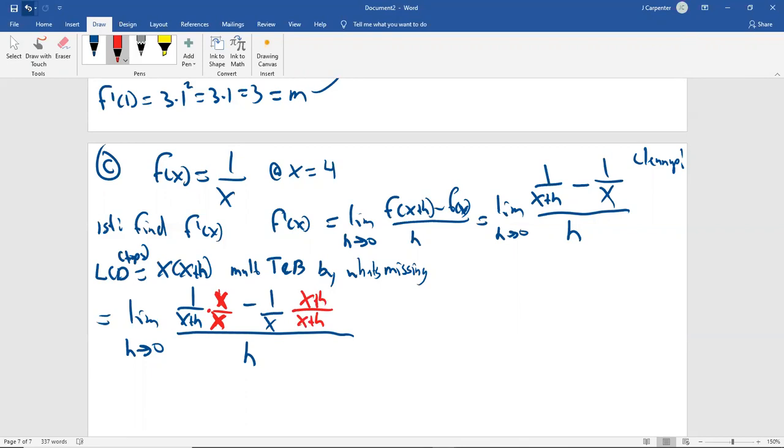I'm also going to do something extra. The h in the bottom, I'm going to write it over 1. That way, we have something special in a minute or two. So equals the limit as h goes to 0. This first fraction is now x over x times x plus h. Hold on for a second.